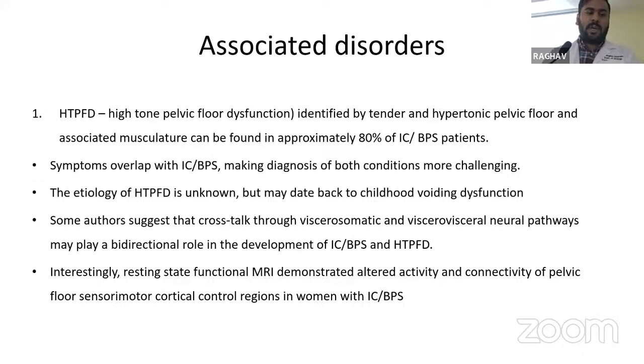Etiology of hypertonic pelvic floor dysfunction is also unknown, and that of IC BPS is also not very well understood, and it may date back to childhood voiding dysfunction. And there is a suggestion that there is a crosstalk through viscerosomatic and viscerovisceral neural pathways, which play a bidirectional role in the development of IC BPS and hypertonic pelvic floor dysfunction.